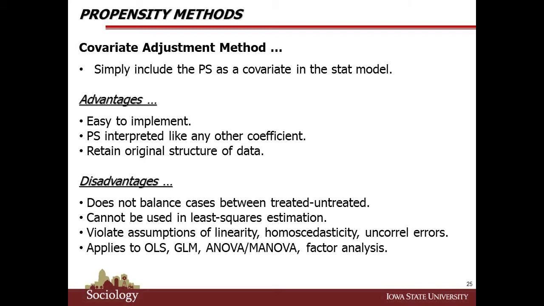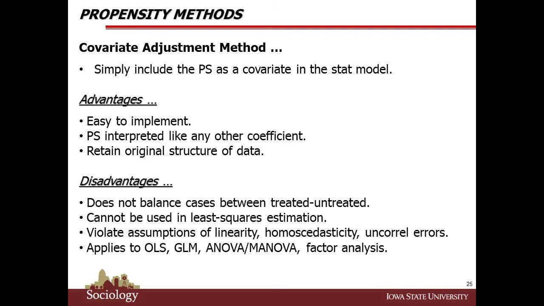The first method is to simply include that propensity score as a covariate in your statistical model. So you just add it as a covariate. It's very easy and straightforward to use. It's probably the most common. The other advantage is that it retains the original structure of the data. And that means that it doesn't weight the data. It doesn't minimize the number of cases you have.